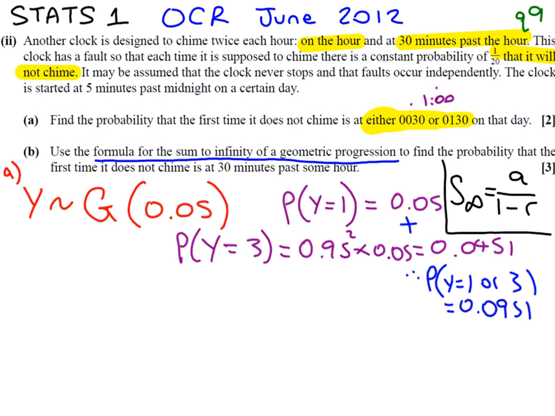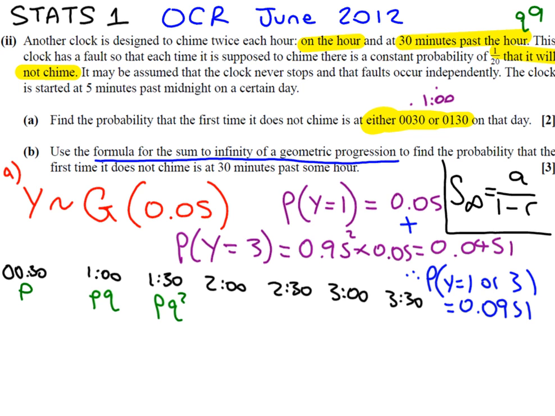Now let's think about what's actually happening. We've got our time scale, half one. It's the first time it can chime. 1 o'clock, it can chime again. Half one, 2 o'clock, half two, 3 o'clock, half three. Let's examine this and see if we can find a pattern. Okay, hopefully it'll make a nice geometric pattern. So, the probability of it not chiming at half past 12 is P. No failures. At 1 o'clock is PQ, then PQ squared, PQ cubed, PQ to 4. So you can see what pattern we've got there.